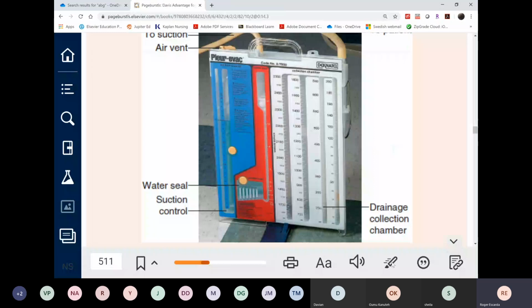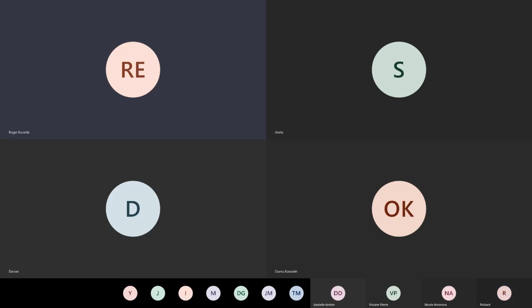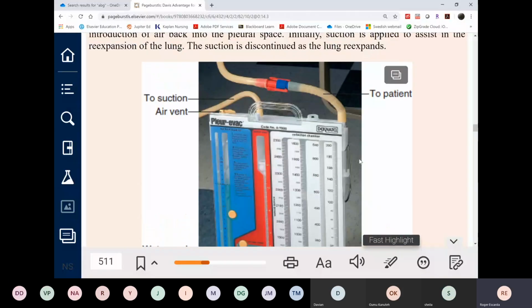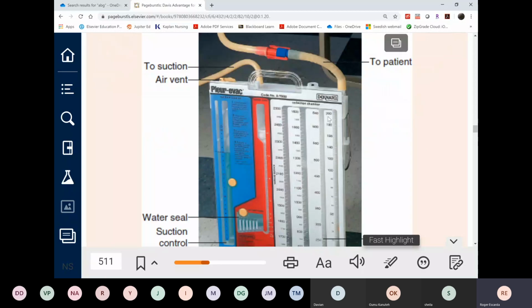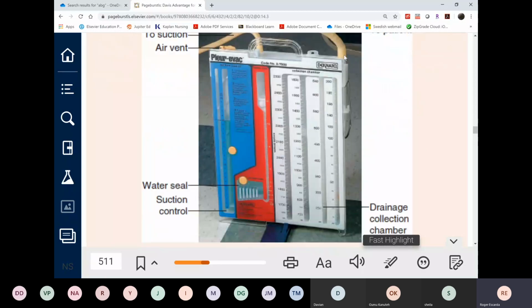All right, so you saw how it was inserted, so you know where it is, right? So the chest tube is in the pleura and it is connected to this system. So now you know why blood will collect here, or any fluid will collect here.